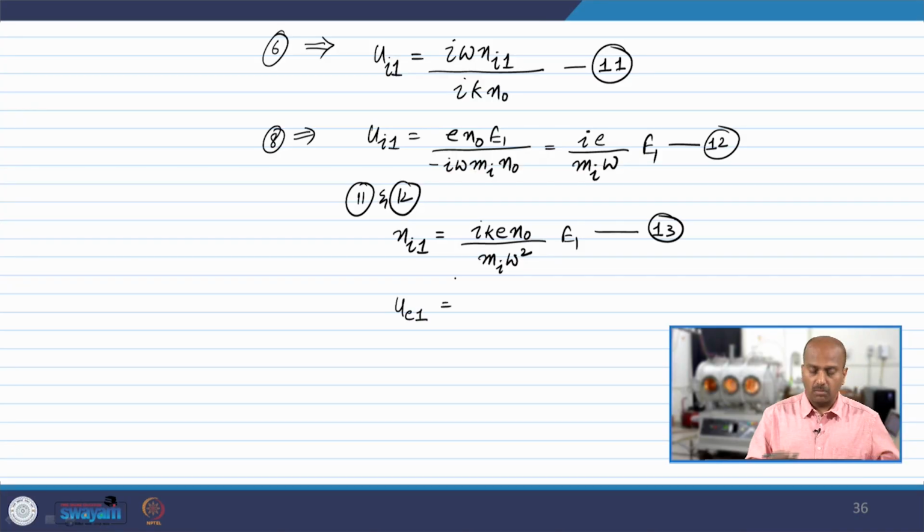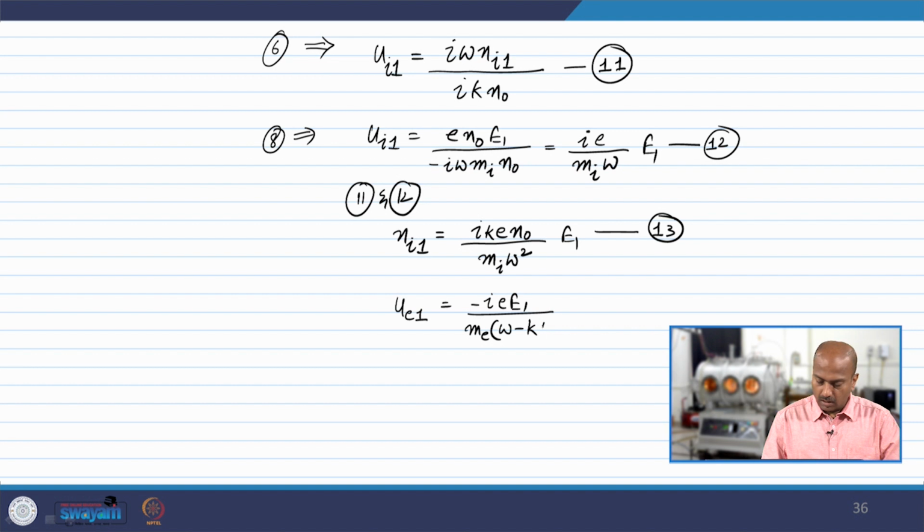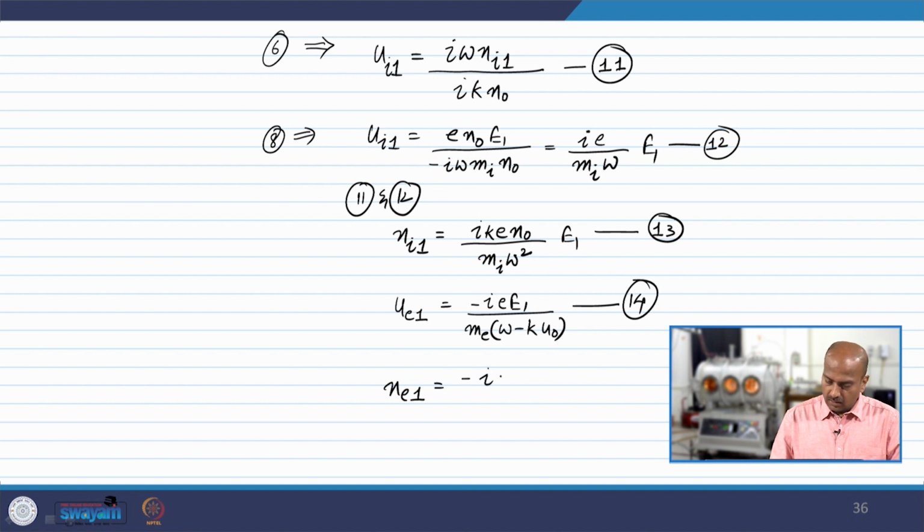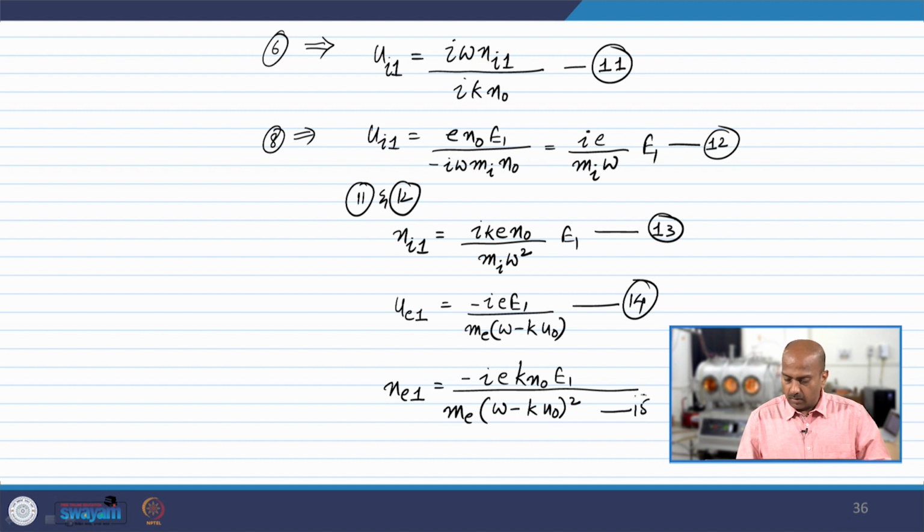Okay. So, if that is the case, this is how the velocities and the number densities are going to be perturbed. v_i1 is equal to i e E1 divided by m_e times (omega minus k u naught). Let us call this 14. And n_e1 is equal to minus i e k n naught E1 divided by m_e times (omega minus k u naught) square. We call this 15.